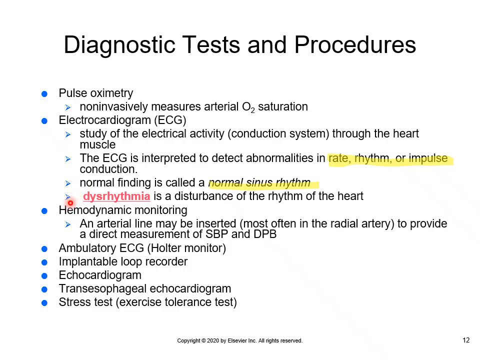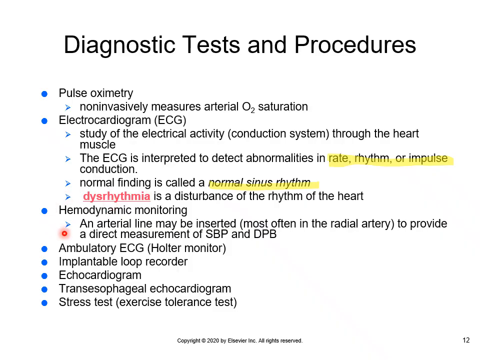Okay, dysrhythmia is what we call when there is a disturbance of the rhythm of the heart. What we want to hear or see is a normal sinus rhythm, lub dub, lub dub, lub dub, with a rate of 60 to 100. When there is a problem with that, there's a disturbance of that rhythm, like an irregular lub dub, lub dub. Okay, then there is a disturbance of that normal rhythm of the heart. Then it's called a dysrhythmia.